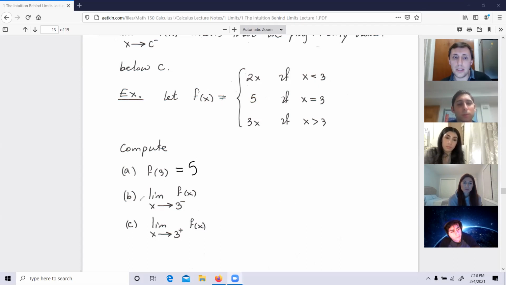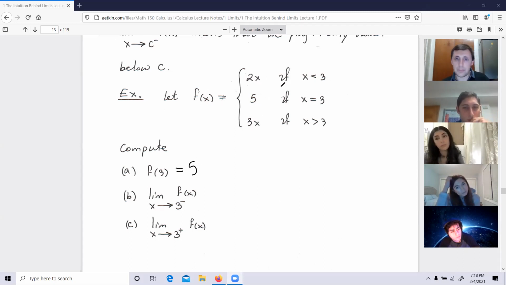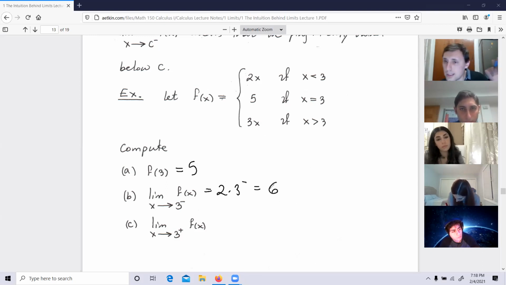Now, what would be the next one? X goes to 3 with a minus on top. It means, which of the formulas do I use? The first one, yes? You see why the first one? Because if it's x going to 3 minus, it means I'm plugging numbers a little below 3, which means I'm using this formula, right? So what will I get? If you really want to, you can write it initially as 2 times 3 minus, because you're plugging in 3 minus, but essentially you can just write 6, you understand? The result is always slightly less than 6, but the limit is what it strives to. It's the border, it's going to be 6, good?